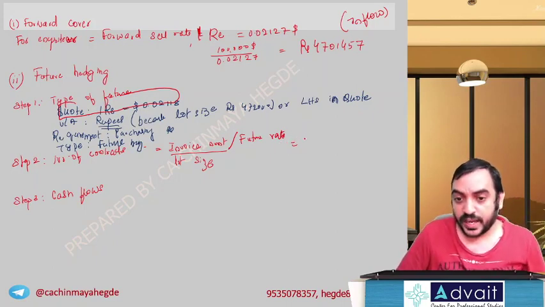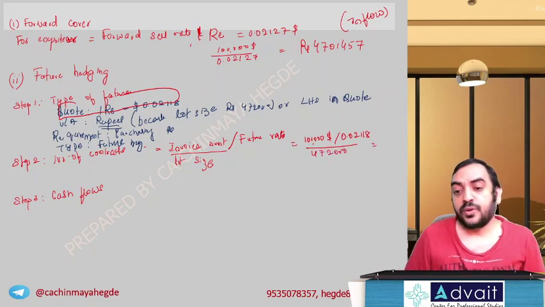So the invoice amount is $1 lakh, divided by 0.02118, the whole divided by the lot size 4,72,000. Number of contracts.